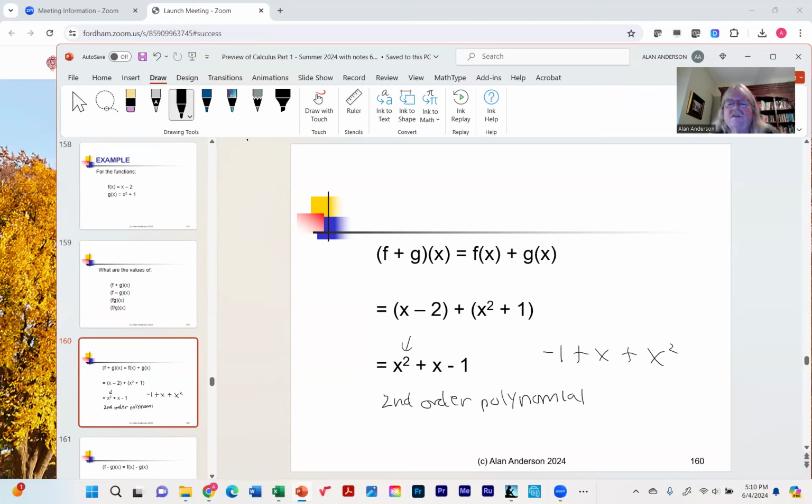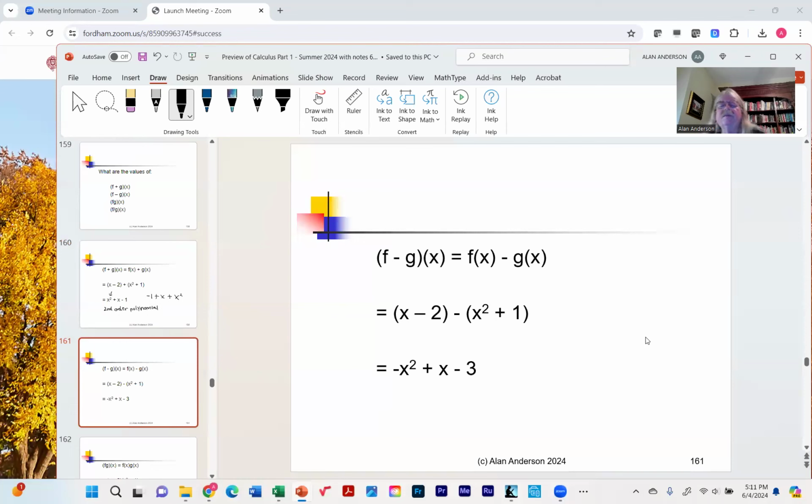The word polynomial has a very specific meaning, which we'll get to later on, but in effect, it's basically an expression where all the terms either are constants or the exponents are a positive integer. So that's referred to as a polynomial, which is taken from the Greek. It just means many terms or many numbers.